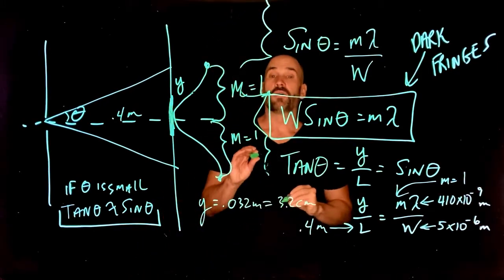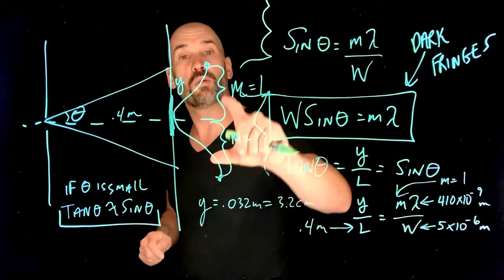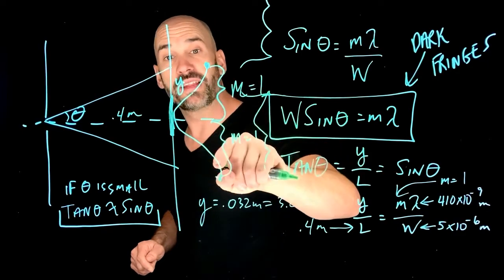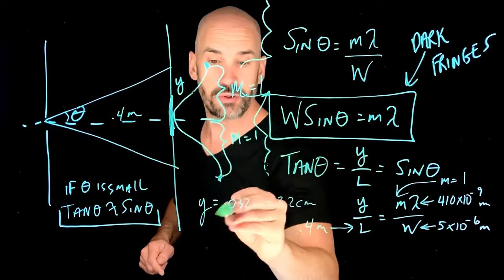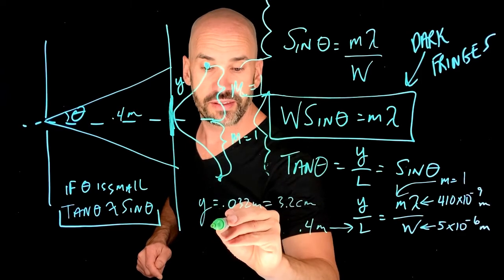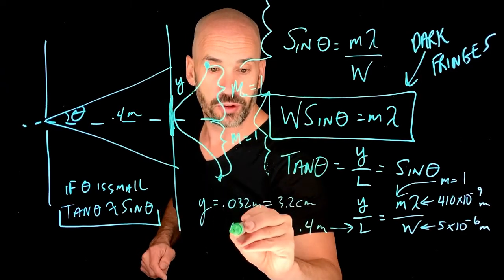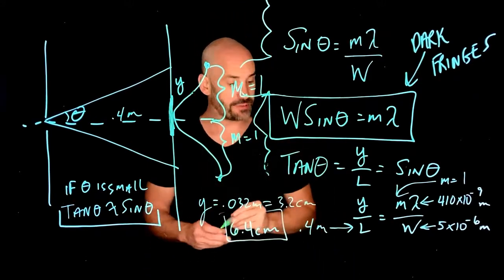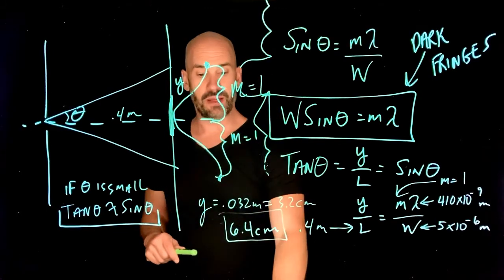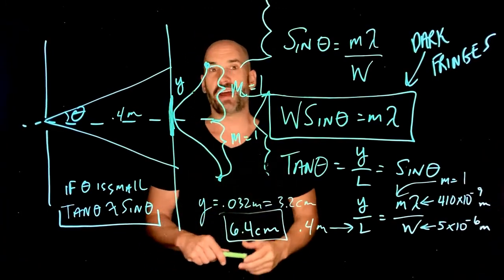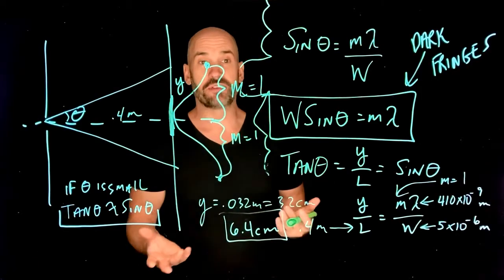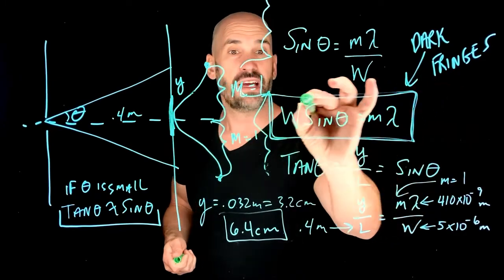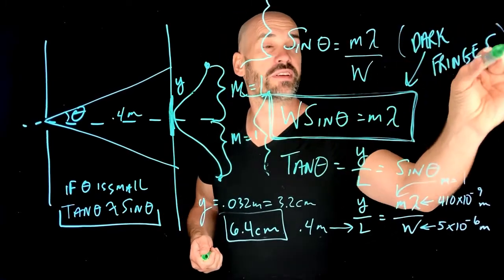Okay? Now, are we done? No, we want the width of the whole central maximum. Okay? So to get that whole width, we want to take that y and multiply it by 2. So the actual width of the bright spot is going to be 3.2 times 2, or 6.4 centimeters. Okay? At least that's what I get. Go ahead and check it yourself. Let me know if it works. Okay? All right. That is how we play with diffraction. It's a very, very similar relationship for single slit diffraction. The only thing is we're finding dark fringes instead of bright fringes.